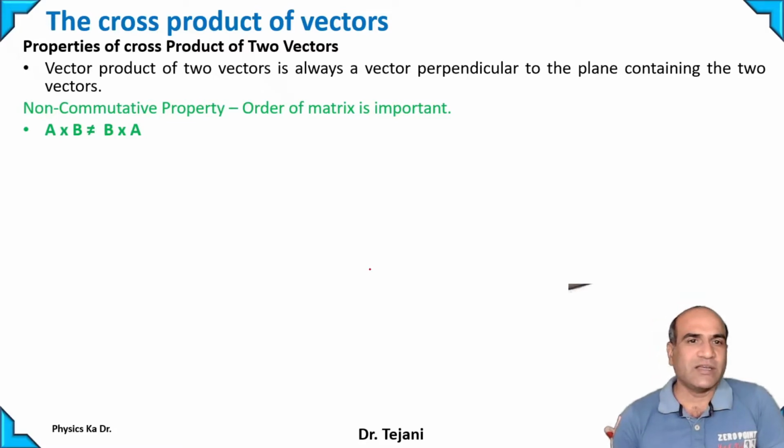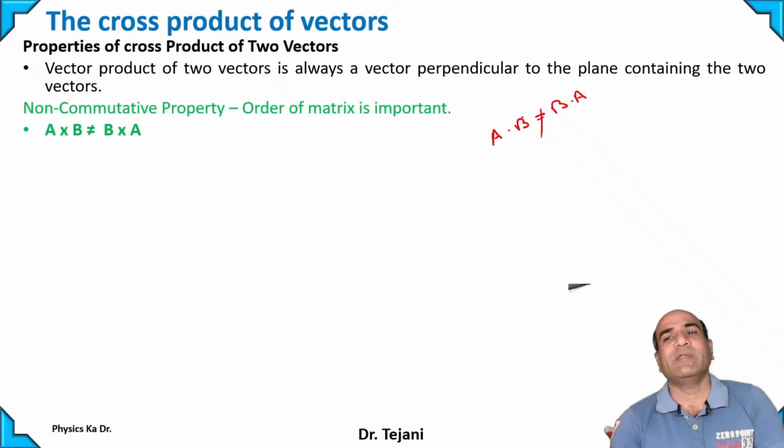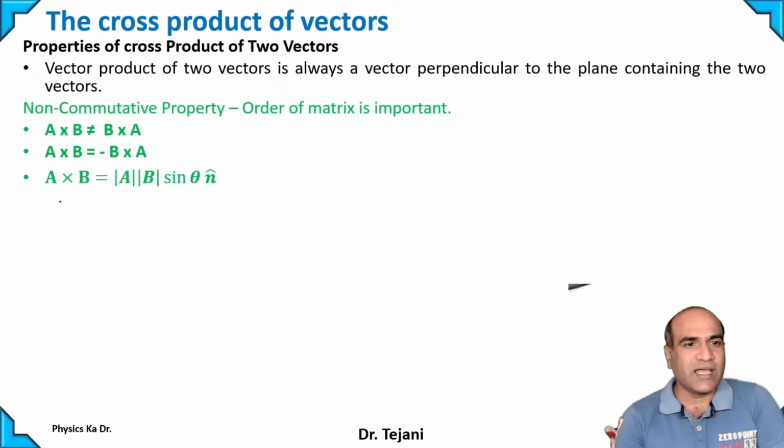In the case of the cross product of two vectors, we know from normal calculation that A multiplied by B is equal to B multiplied by A, but here it is not applicable when it is a cross product. What is the reason behind that? Because A cross B is equal to minus B cross A. The reason is that A cross B is equal to AB sin theta. This portion is the magnitude.